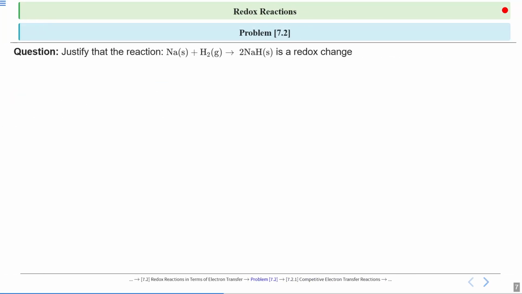So on the basis of the change in oxidation number, here you are provided with a question in which you have to justify that the reaction sodium plus H2 gives NaH, that means sodium hydride, is a redox change. So this is problem number 7.2 of NCERT redox reaction chapter. So to prove that the formation of sodium hydride is a redox change, here you are provided with some time. And after this particular time, I shall provide you the correct answer to this question in an explanatory manner.